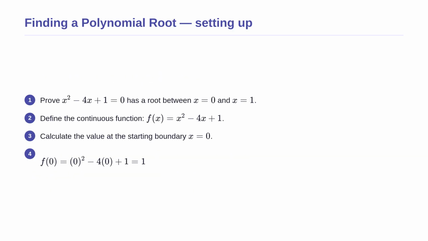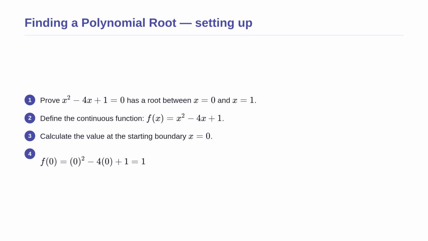Before we move on to the proof, let us see this with a concrete example. We will look at a classic mathematical problem, proving that a specific equation has a solution, even if we cannot easily find what that solution is. We are asked to prove that a polynomial equation has at least one valid solution or root strictly between 0 and 1. Our strategy is to treat the left side of the equation as a continuous function.